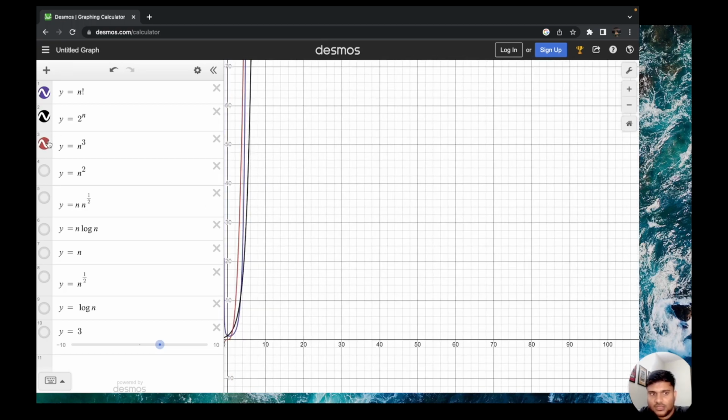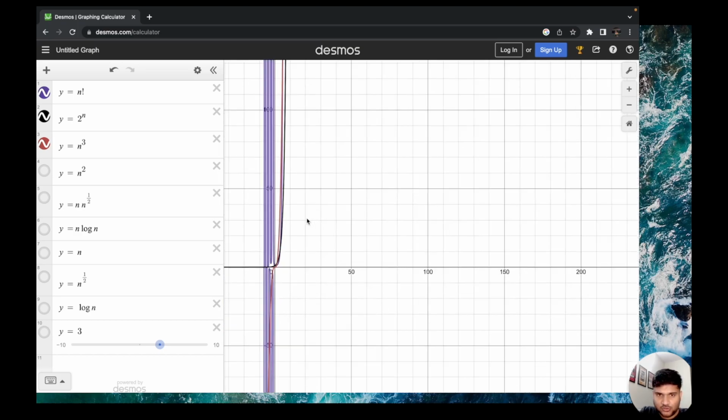Then you have n cube. n cube initially will feel like it is worse than n factorial and 2 raised to the power n. See, n cube is to the left of both of them. But after some time, for some higher values of n, n cube will become better than n factorial and 2 raised to the power n. And that's what our agenda is also. For higher values, we only care.